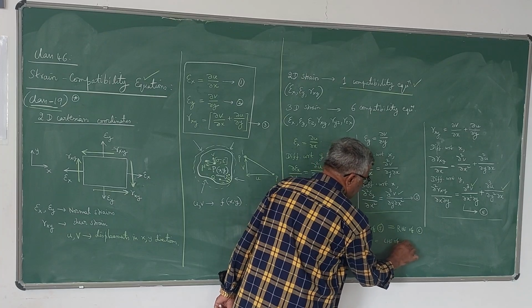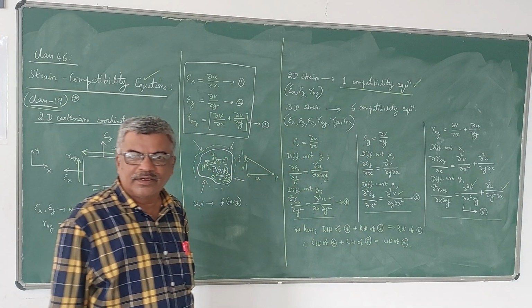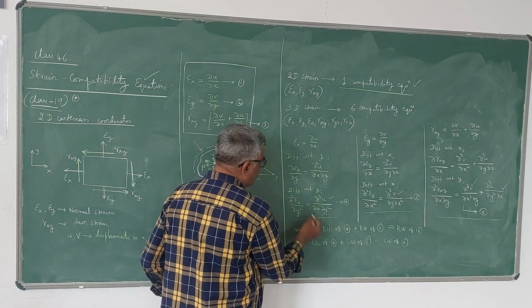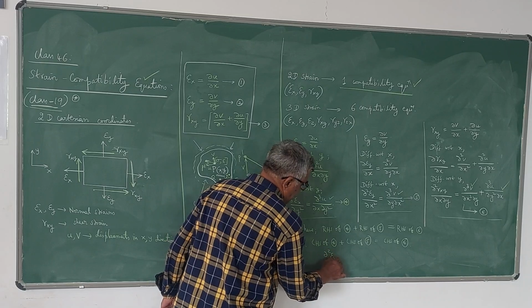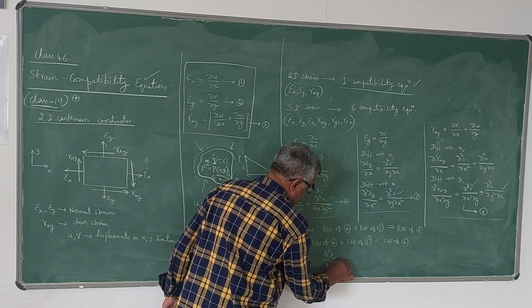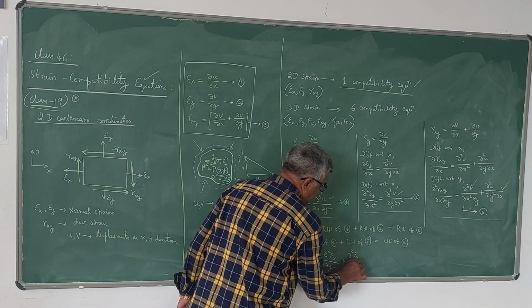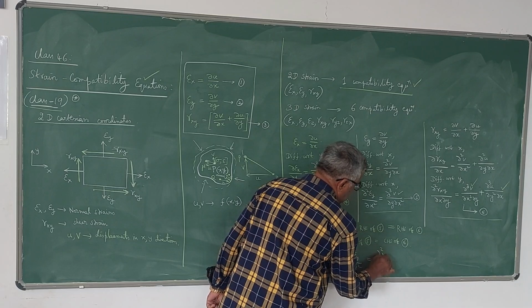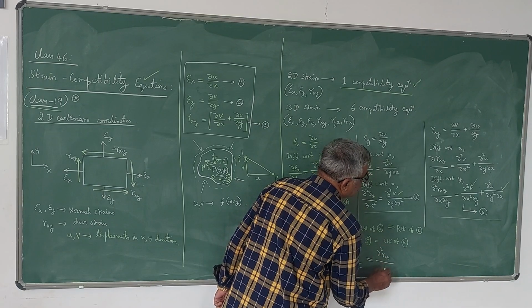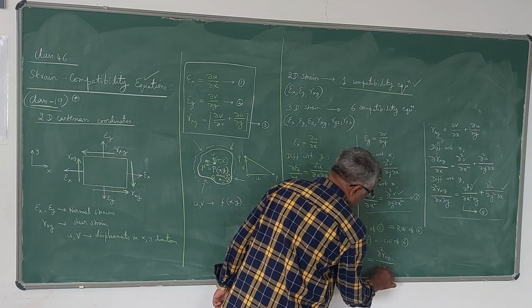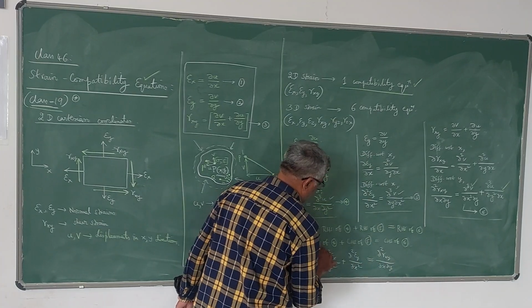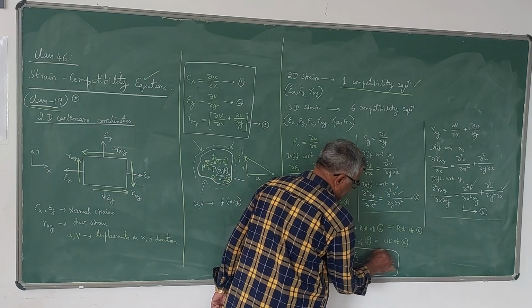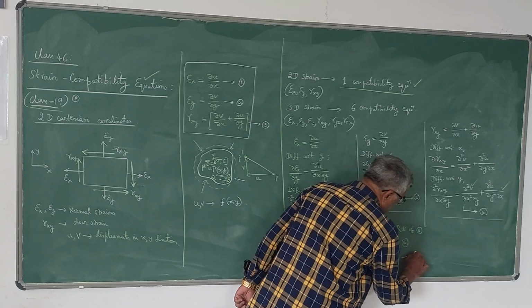LHS of 6, correct? RHS should be equal, LHS should be equal. So what can you write? What is LHS of 4? ∂²εx/∂y² plus ∂²εy/∂x². This should be equal to ∂²γxy/∂x∂y. So this equation is called the compatibility equation in two dimensions. Strain compatibility equation.